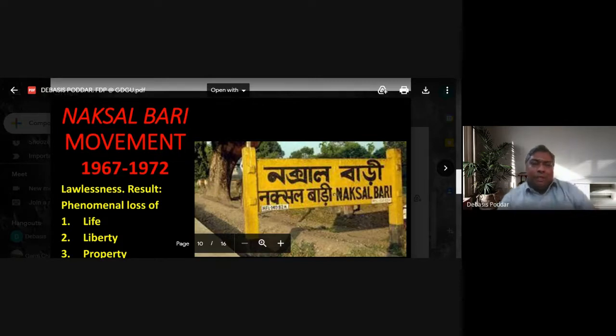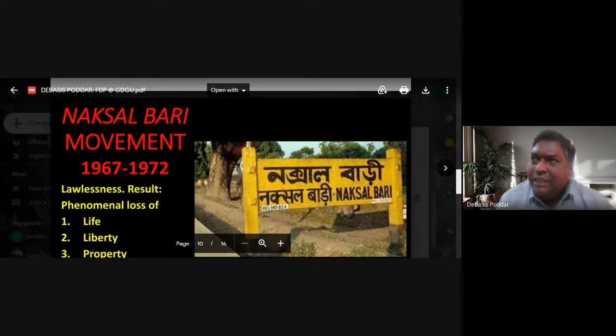So now, Naxalbari, this is not only the nomenclature of a railway station, a very, very insignificant railway station, and you can see the way it is not well maintained. Actually, this is the reason of Naxalbari. It actually reflects the situation of rural India.